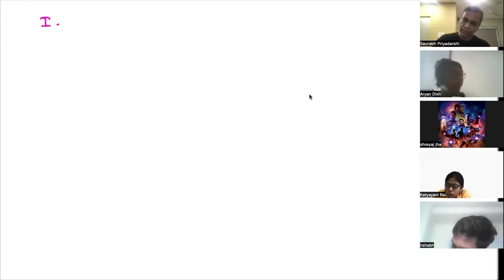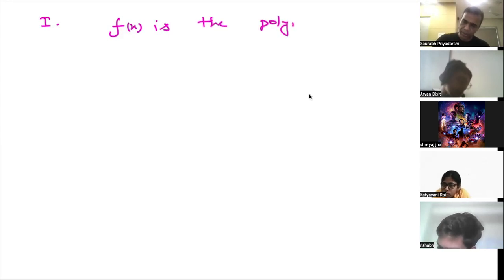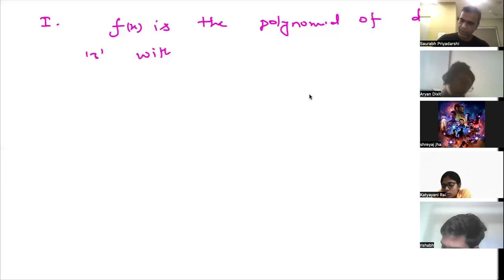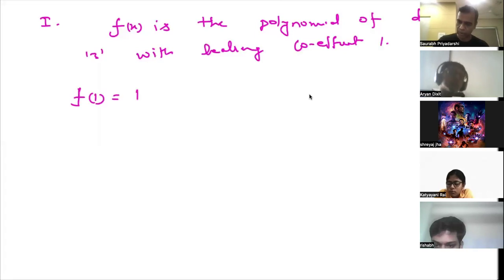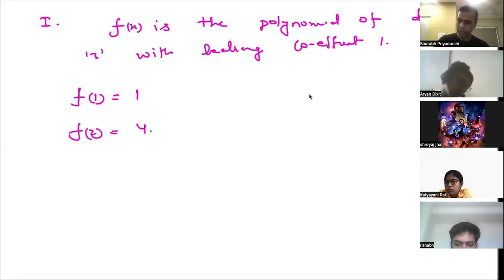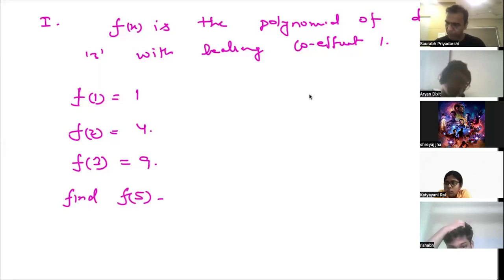If I'm saying f(x) is a polynomial of degree 3 with leading coefficient 1, and f(1) is equal to 1, f(2) is equal to 4, f(3) is equal to 9, right? Find f(5).